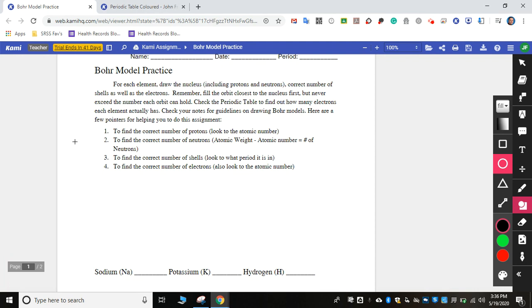All right, so for the Bohr model practice, or Bohr model diagrams practice, for each element, draw the nucleus, including protons and neutrons, the correct number of shells, as well as electrons. Remember to fill the orbit closest to the nucleus first, but never exceed the number each orbit can hold. Check the periodic table to find out how many electrons each element actually has. Check your notes for guidelines on drawing Bohr models.